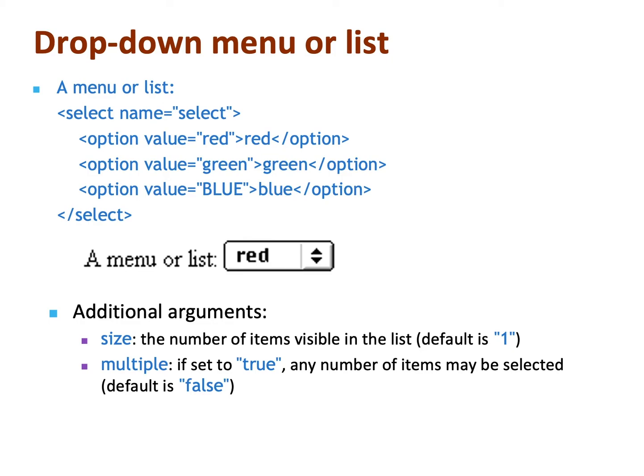And then multiple. If set to true, any number of items may be selected, and if set to false, which is usually the default, that means they can only pick one. So for example, if you're ordering food and you want to add toppings to a pizza, you'd have a drop down menu, and in your select tag at the top, you'd have multiple equal to true. That means within there you could select multiple different toppings to add to your pizza, for example. And that's how that works.